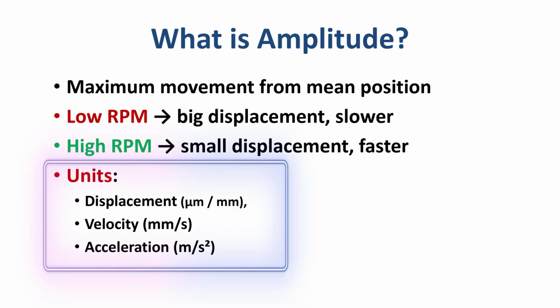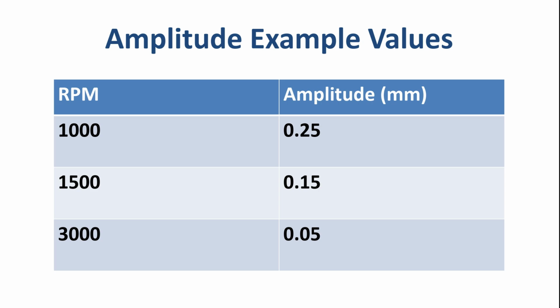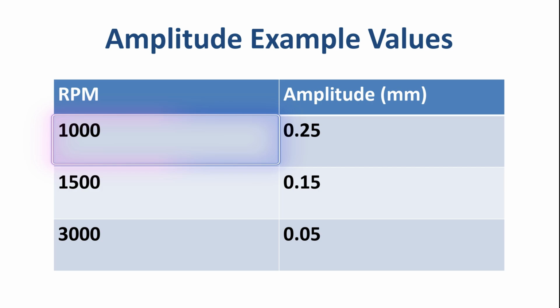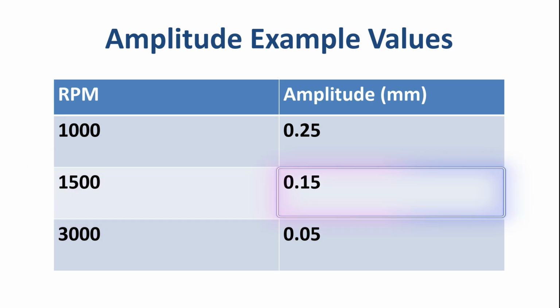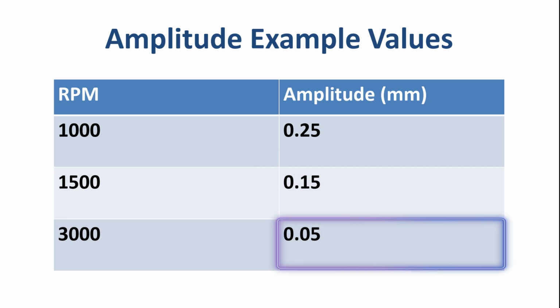Now let's take one practical example. Let's assume there are three motors, and each motor is running at a different RPM. Motor A is running at 1000 RPM with a displacement of, let's say, 0.25 mm. The second motor, motor B, is running at 1500 RPM with a displacement of 0.15, and the last one, motor C, is running at 3000 RPM with a displacement of 0.05 mm.